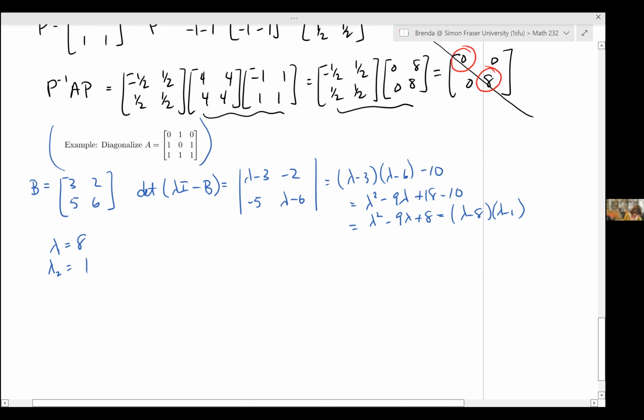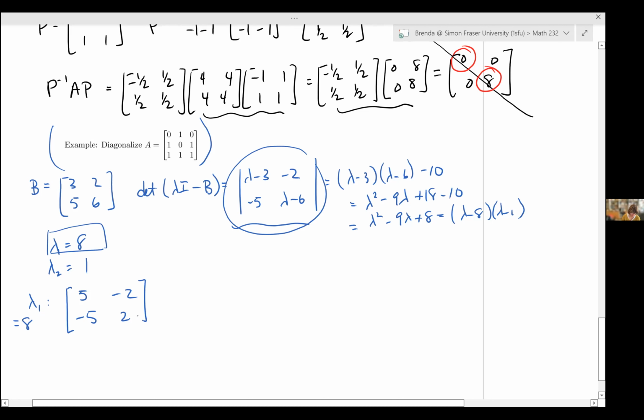I calculate the eigenvectors. Let's do the first one, lambda 1, which is equal to 8. So I'm going 8 minus 3 is 5, 8 minus 9, I've got the minus 2, minus 5, and then 8 minus 6 is 2. So there is the matrix there.